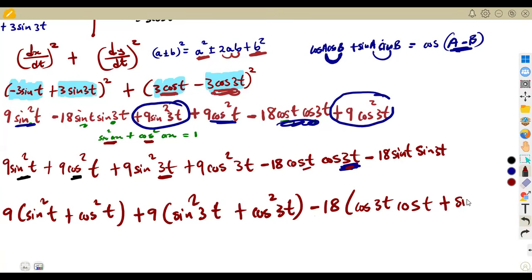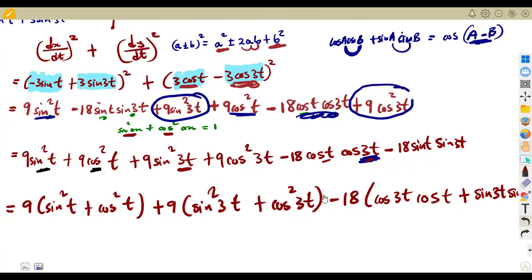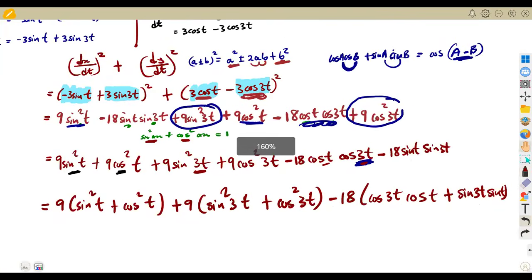So I'm going to start with sine 3t, followed by what? By sine t. All right, so this will be a sine t like this. All right, so this is what we could have taken. Now we can apply our identities.